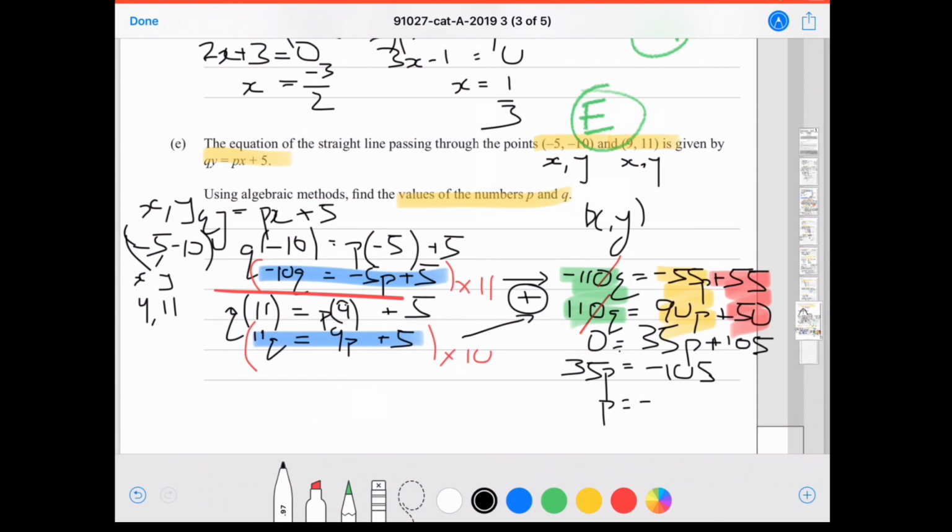Now we have to find q. So we take any of our equations, and then we can solve for q. Let's go back to our smaller equations before we multiplied by 10 and 11. Let's grab this equation, and we'll rewrite it: 11q equals 9p plus 5. Substituting in p, you've got 11q equals 9 times negative 3, which is minus 27, plus 5. So 11q equals minus 22. And q equals minus 2.